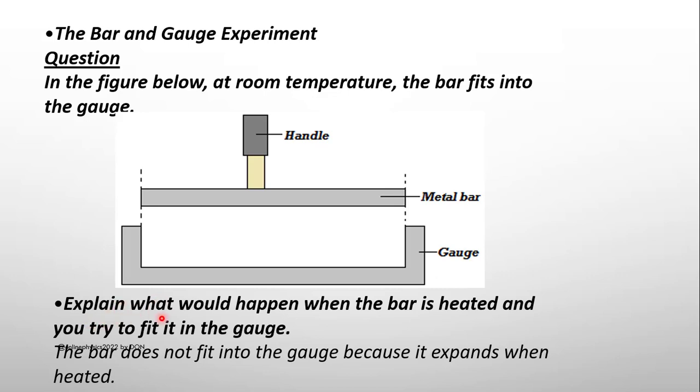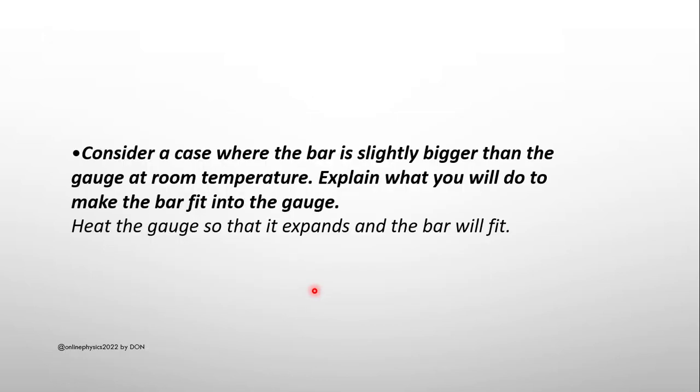So our question is, we explain what would happen when the bar is heated and we try to fit it in the gauge. The bar does not fit in the gauge because it expands when heated. So expansion, which is the increase in size. So we are also having a situation here to consider, a case where the bar is slightly bigger than the gauge at room temperature. Explain what you will do to make the bar fit into the gauge.